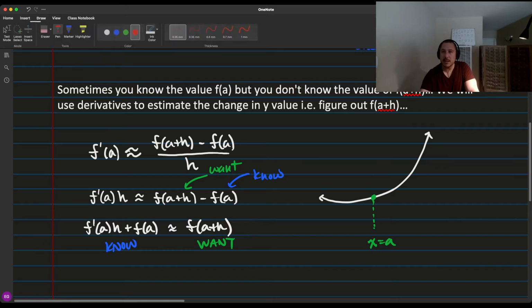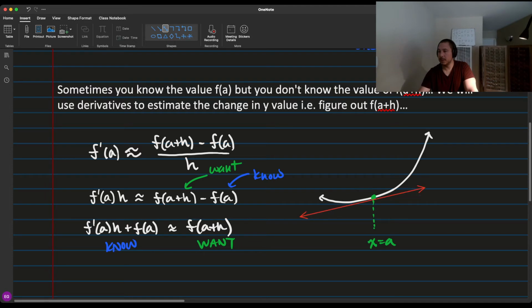Okay, why is it not letting me draw a tangent line? There we go. Okay, here's your tangent line at A.